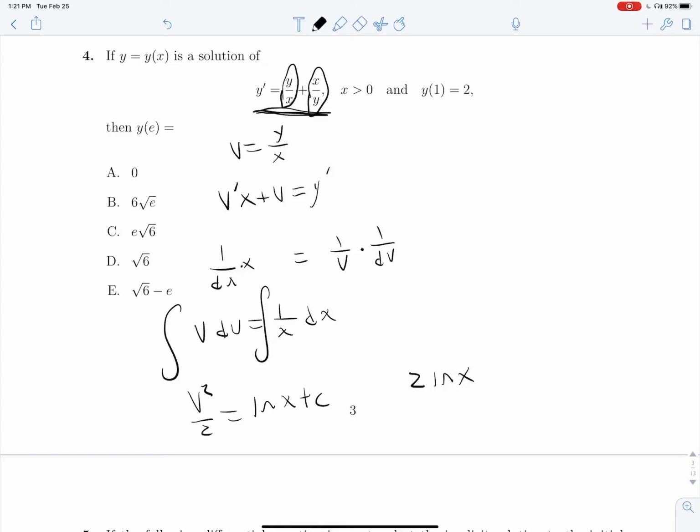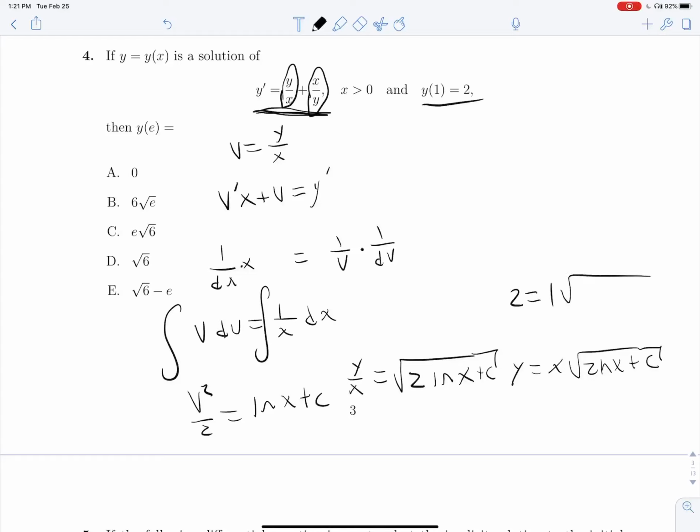So v squared is 2 ln x, and the square root of 2 ln x is equal to y over x. We can multiply that x out, and y is equal to x root 2 ln x, and I'm not sure why I lost my c in the last step, but our plus c is still very much there. So we're given an initial condition, y at 1 equals 2. 2 is equal to 1 times the square root of 0 plus c. So c must be equal to 4 in order for this to be true.